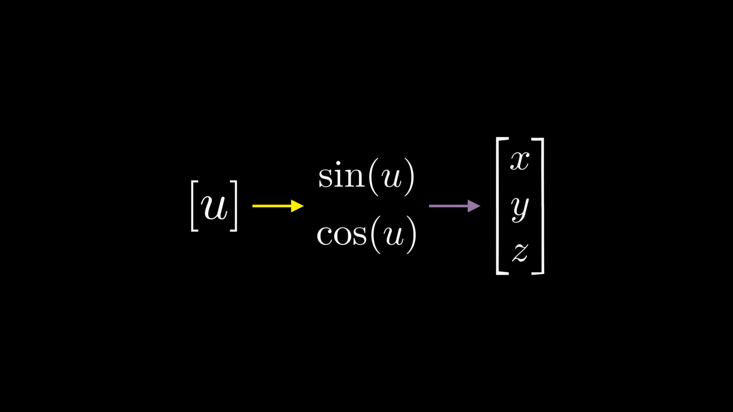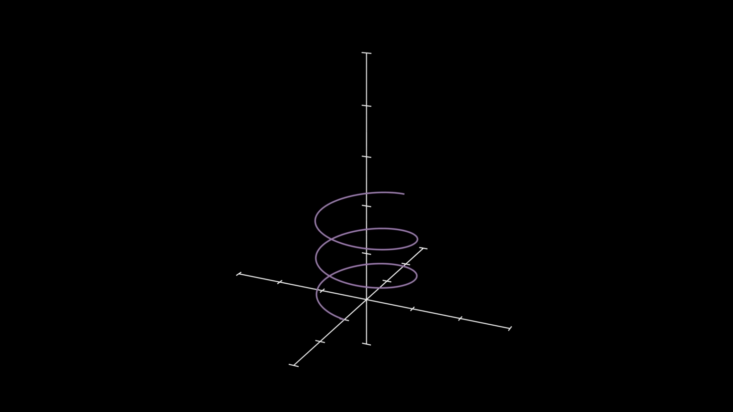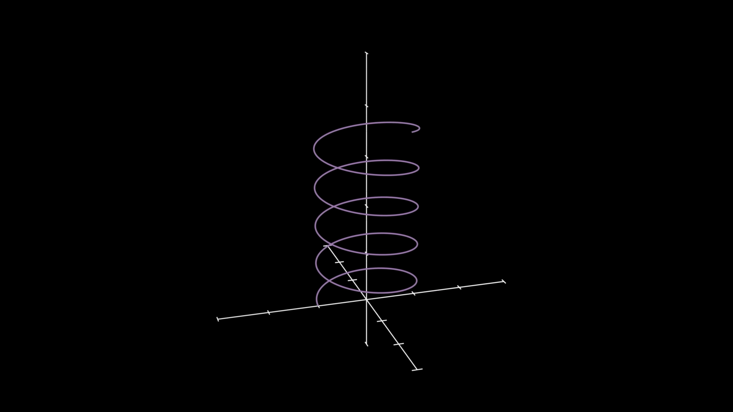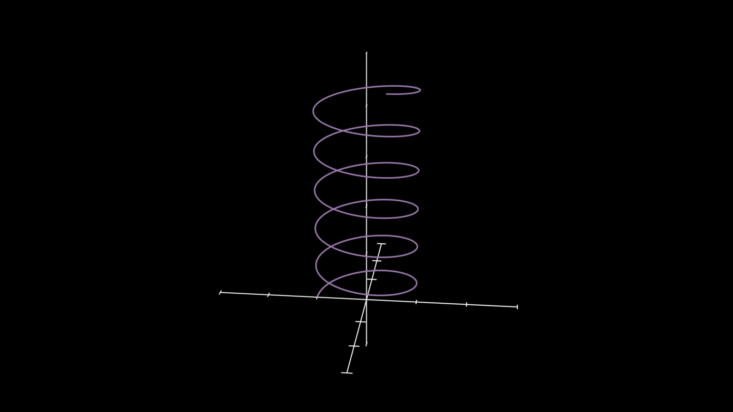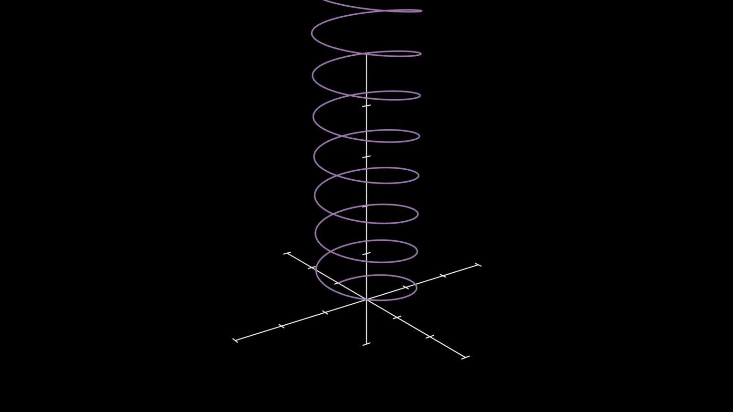Now, what if we have 3 outputs? That means we have a third equation, let's say u over 8, which outputs a third value that we'll call z. Ask yourself, how can we visualize this? Well, 3 outputs makes a 3D coordinate, so we can just plot it out in 3D space. We now have a 3D line, which forms a kind of spring. We can extend the spring out further by increasing the range of u beyond 2 pi.